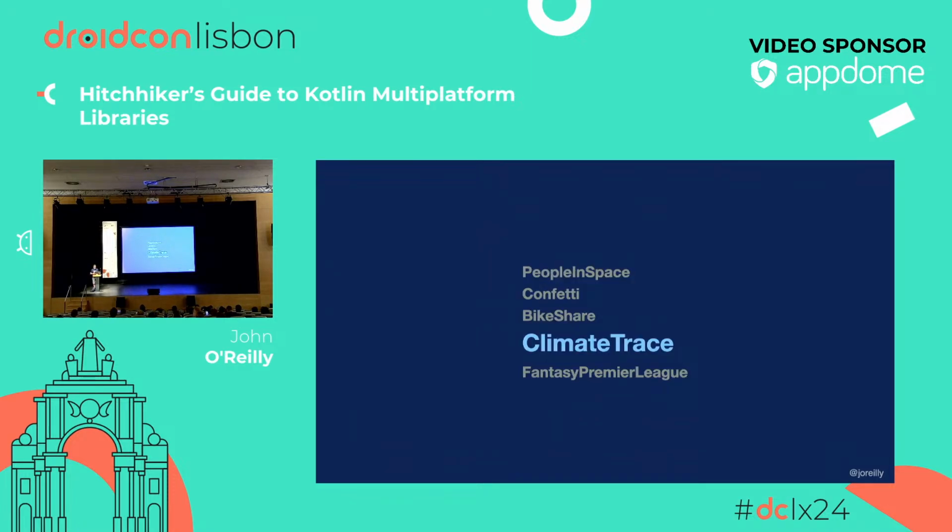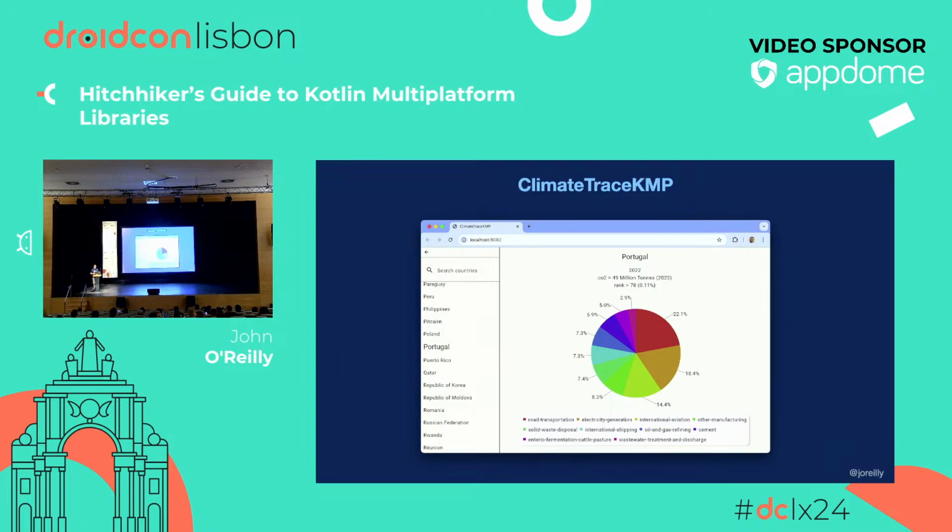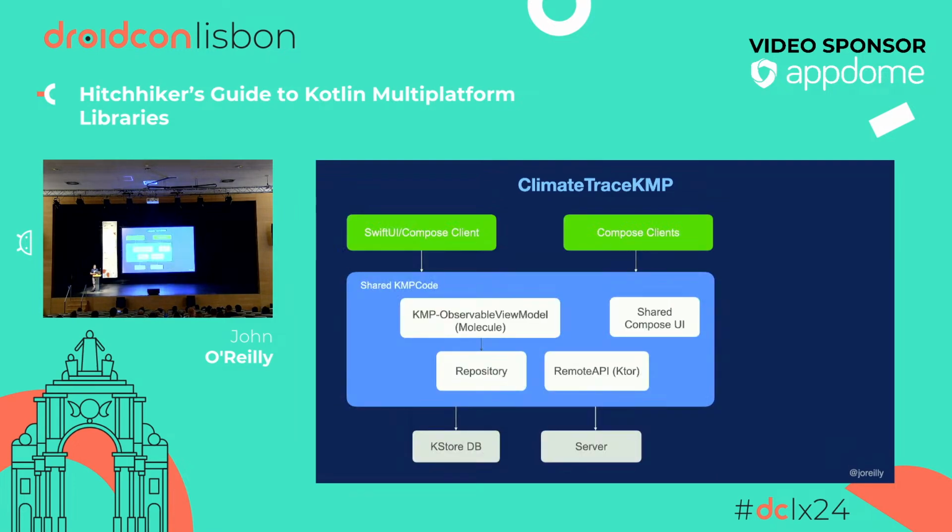Okay, the second last sample we're going to use today is Climate Trace. This displays per sector emission information for different countries. Again, we have an iOS and Android client, and also a Compose for desktop and WASM-based Compose for web ones as shown here. In this project, we're using the KMP Observable View Model library to share our view models. In this case, actually using Molecule to create our UI states.